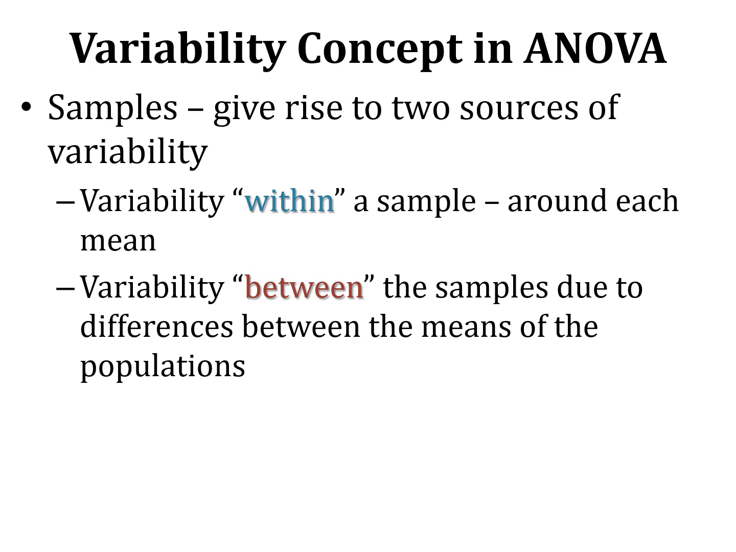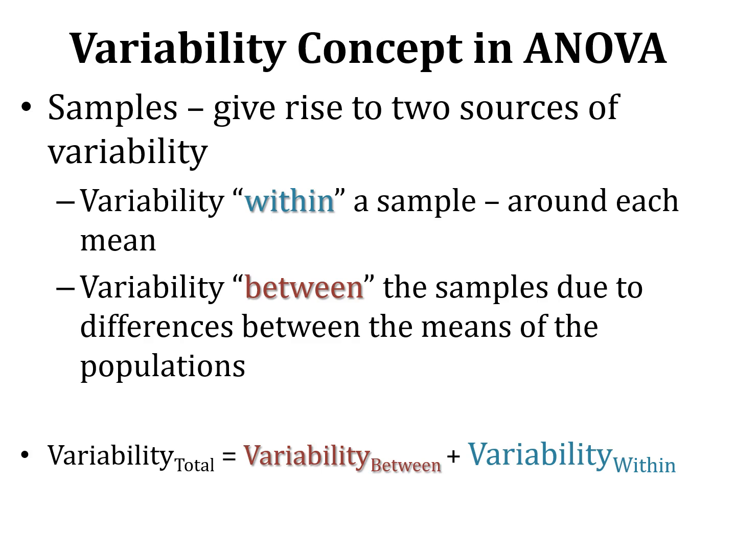So we have two sources of variability: the variability which is found within a sample, and the variability which is found between the samples, right? So the total variability is the sum of the variability between and the variability within. The total variability is the sum of between-samples variability and within-samples variability.